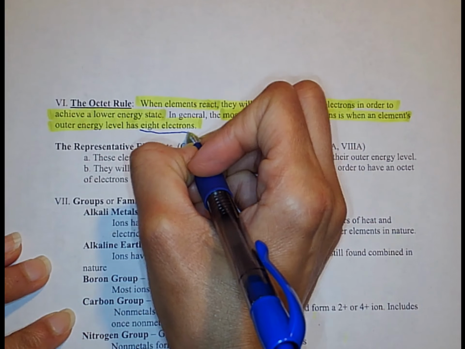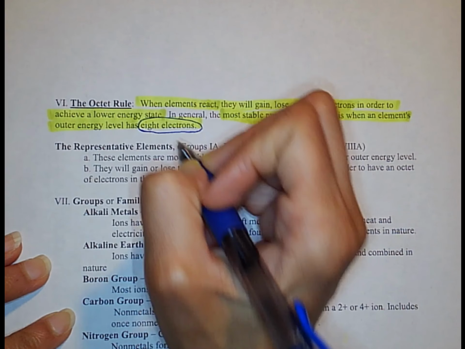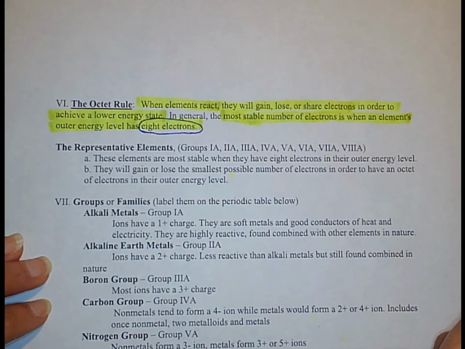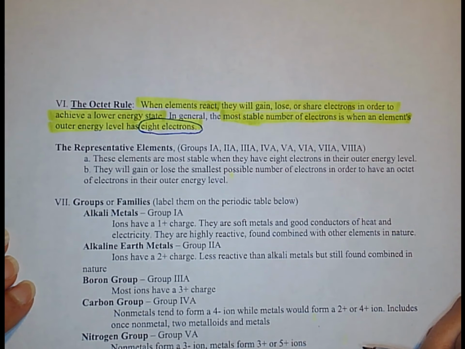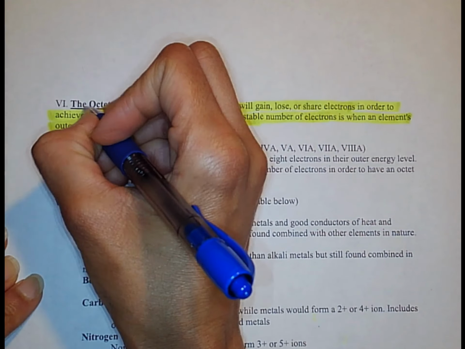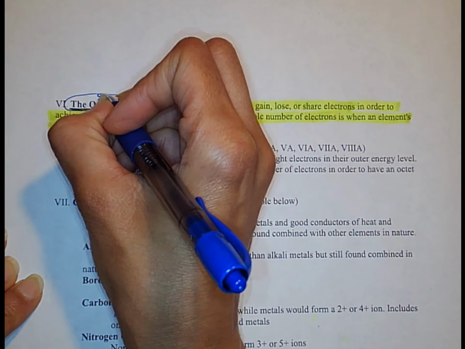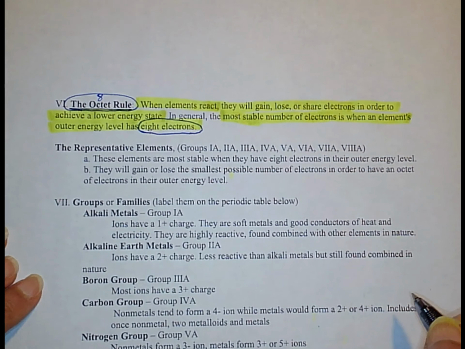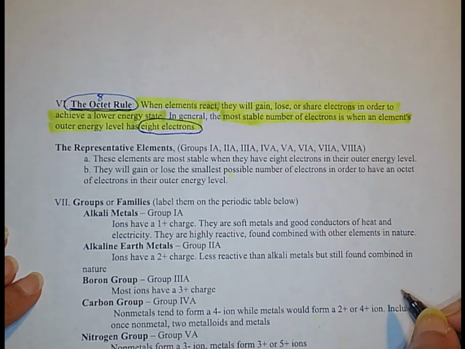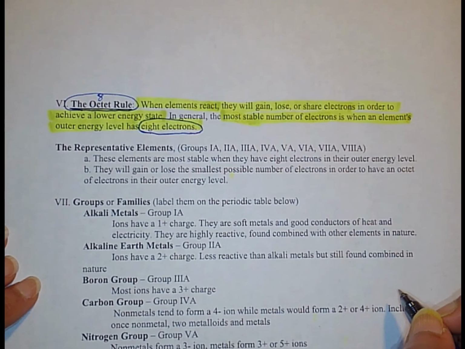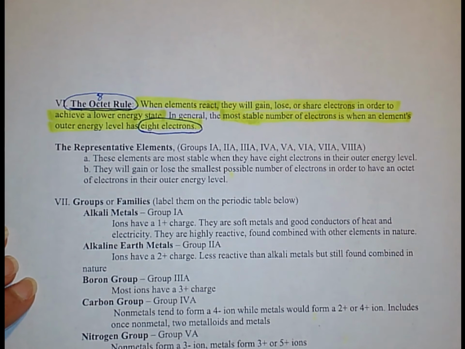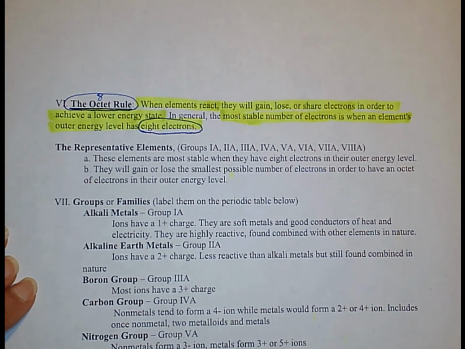that 8 is a very important number, that an element can have a maximum of 8 valence electrons, and that's why we call it the octet rule. Remember that the word octet means 8. So that's really important. It can have a maximum of 8. Doesn't mean that it has to have 8, but it's just a maximum of 8 valence electrons.